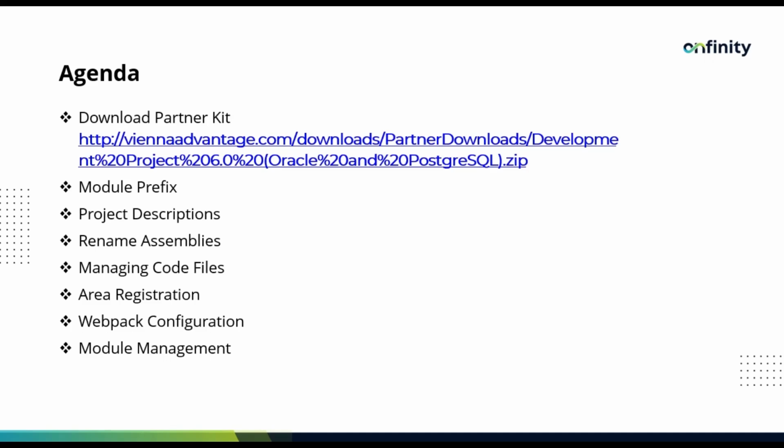Here are the steps. First, download the partner kit from the link provided on this slide, which directs you to the Onfinity's official website. You can download the partner kit from there. Next, we'll follow the module level approach to create a new module using the partner kit.